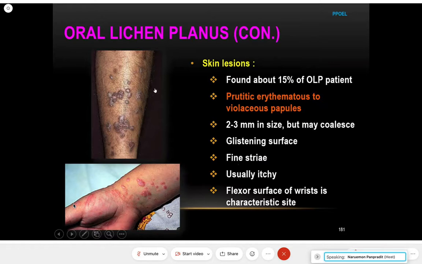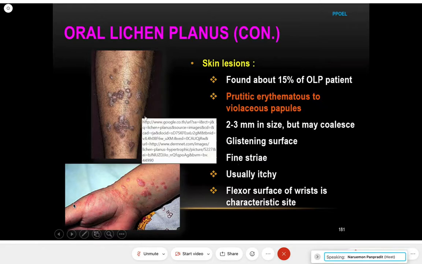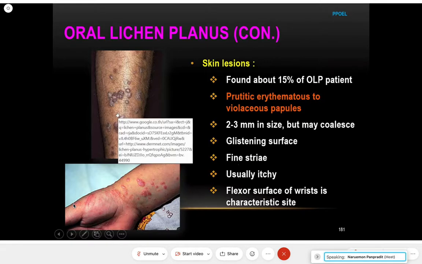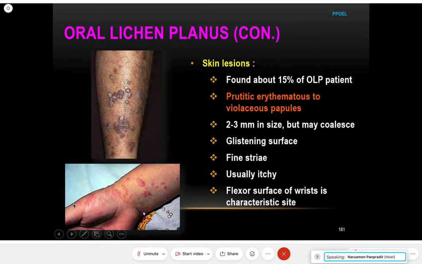Lichen planus also has a skin lesion. When you look at the skin, about 15% of patients with oral lichen planus show pruritic, erythematous, violaceous papules, purplish-pink bumps on top with white striation, and the patient feels itching. The most common area is the flexor surface of the wrist. It's a characteristic site for skin lesions of lichen.